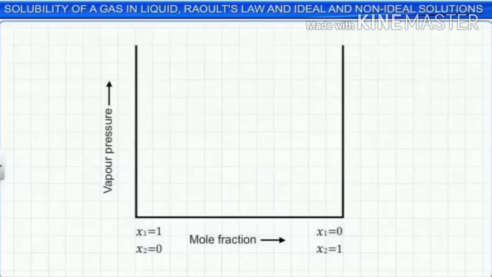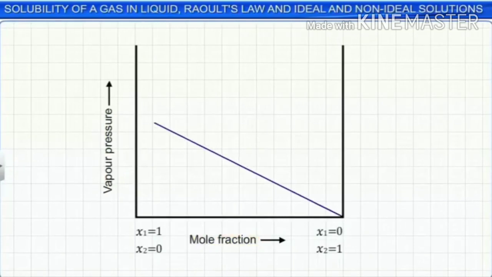If a graph is plotted for the partial vapor pressure of the first component against the mole fraction, corresponding to the equation P1 = x1 P1⁰, then a plot as shown here is obtained. As you can see in the graph, when the mole fraction of the first component becomes 1, the partial pressure of component 1 is the vapor pressure of the pure component 1.